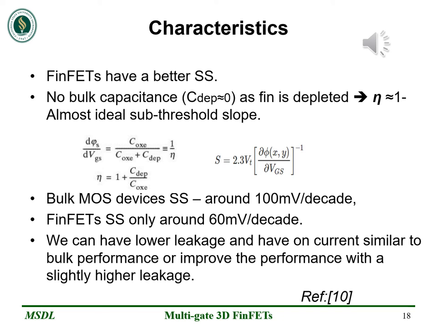Bulk MOS devices have around 100 millivolt per decade subthreshold slope, whereas FinFETs, as we just saw, have only around 60. The advantage of this can be perceived in two ways. We can have lower leakage and have on current similar to bulk performance, or we can improve the performance with a slightly higher leakage. So we can design it depending on the application.